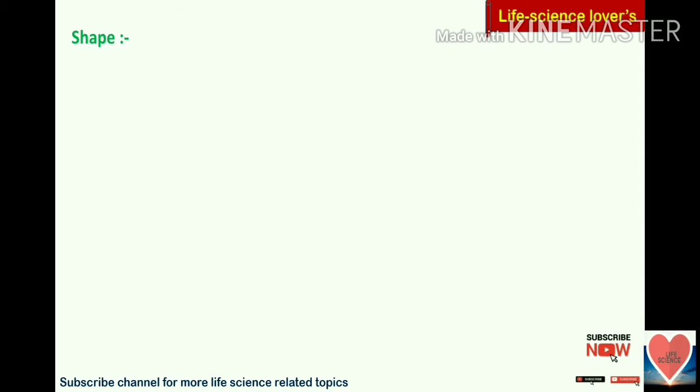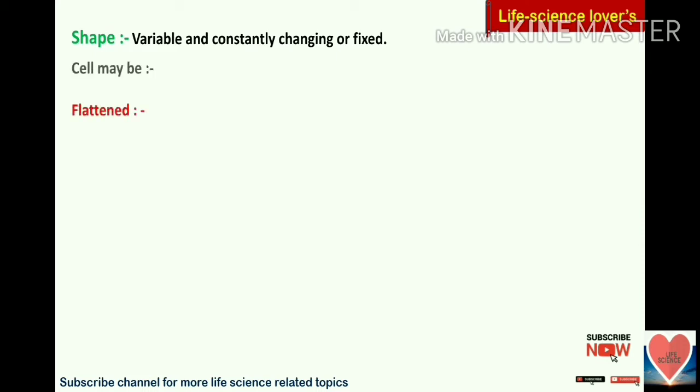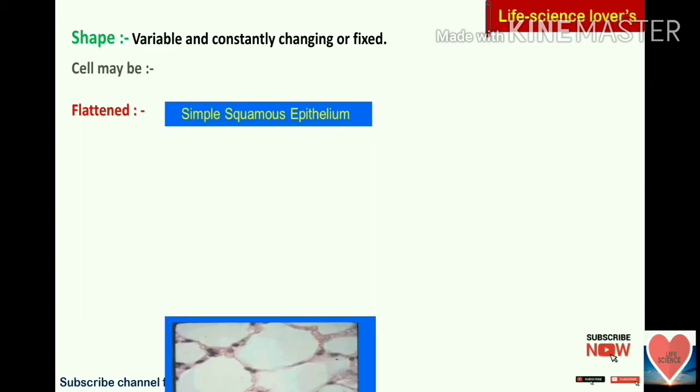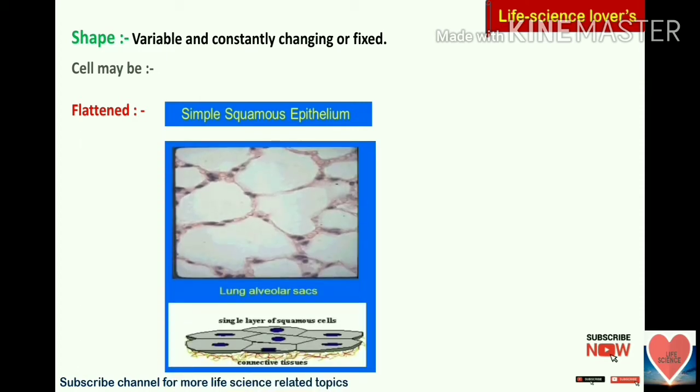Then shape: variable and constantly changing, or fixed. Constantly changing means what? Like amoeba and leukocytes. A cell may be, first, flattened, and its examples are squamous epithelium, endothelium and the upper layer of the epidermis. Here you can see one picture of a squamous epithelium, which is present on the lungs, in the alveolar sacs.